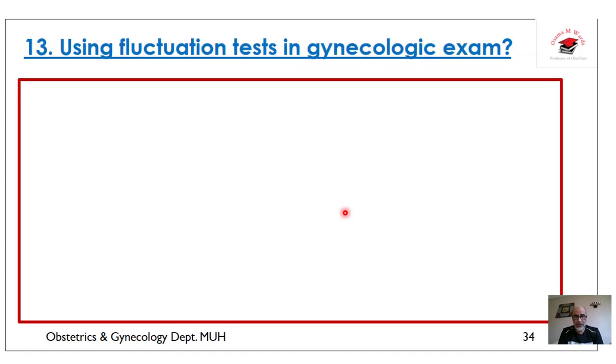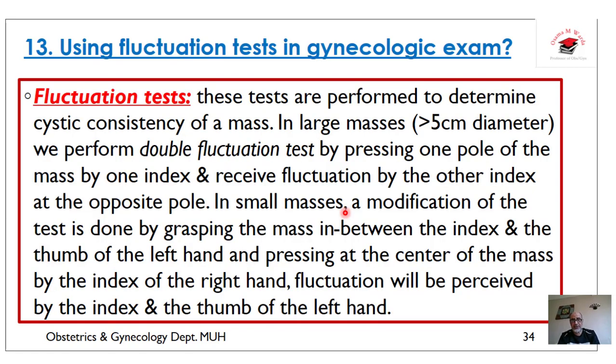Using a fluctuation test in gynecology examination. Fluctuation tests are performed to determine cystic consistency of a mass. In large masses, more than 5 cm, we perform a double fluctuation test by pressing one pole of the mass with one index finger and receiving fluctuation with the other index finger at the opposite pole.